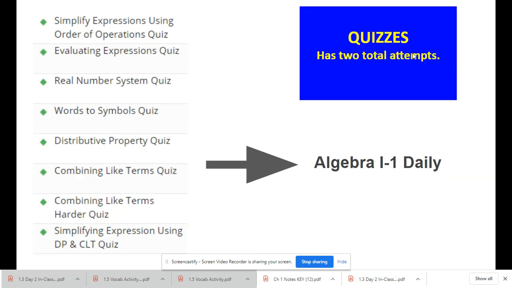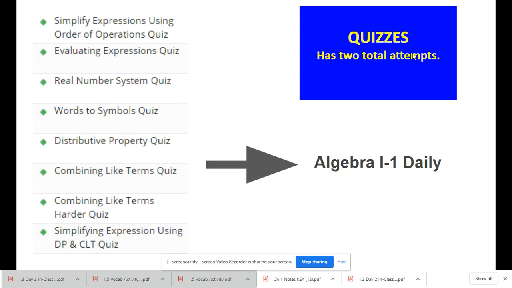The other type of assignments we have so far are quizzes. Quizzes are to be taken after you go through and practice that Math Excel homework. You've gone through, you've looked at hints, you've maybe asked for different questions so that you've mastered the skill, and you're now ready to take the quiz.